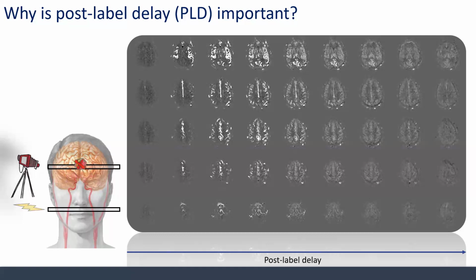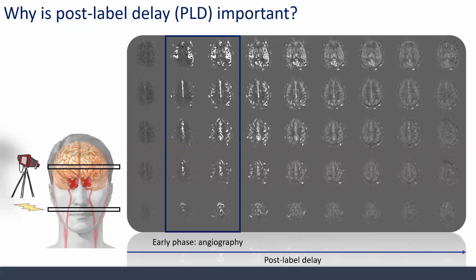If we would make this post-labeling delay very short, then you would only see noise because nothing of the labeled blood has already arrived in the brain. If you wait a little bit longer, then it's like an early phase. What you see is an angiogram, and you see this labeled blood entering the feeding vessels of the brain. So you see the ACA, MCA, and PCA here.